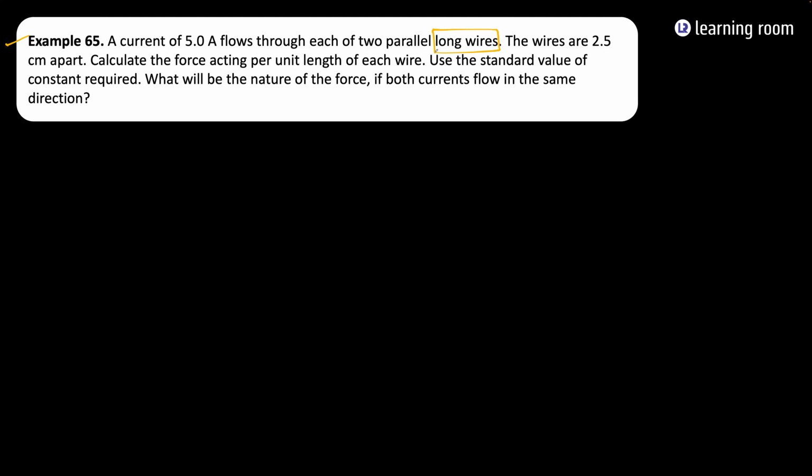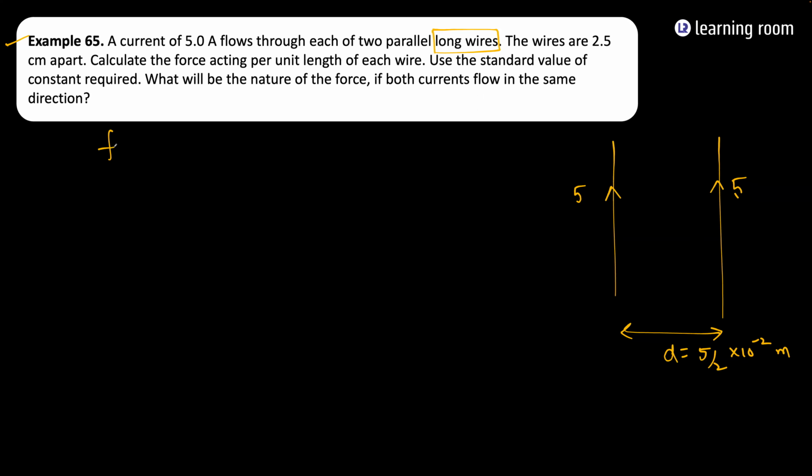Okay. So what is it? We have two wires which are carrying currents in the same direction, of how much magnitude? 5 ampere and 5 ampere. And what is the distance of separation between them? It is d, which is equal to 2.5 centimeters. So it is actually 5 by 2 into 10 power minus 2 meter. I converted 2.5 to a fractional value, right? Now, all that we need to calculate is the force per unit length, which is represented by small f.